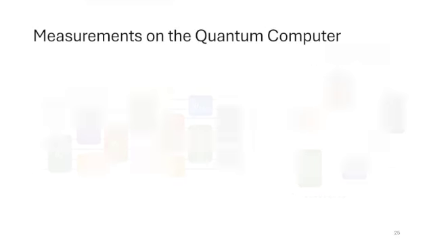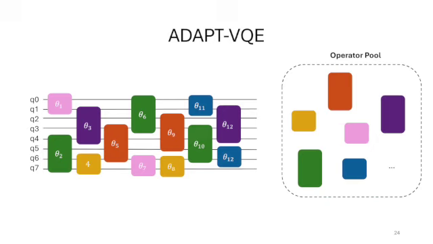Do you choose some initial state, or are there any guidelines to choose? Yes, it's usually the Hartree-Fock state. But anything with the correct particle number should in principle be good.